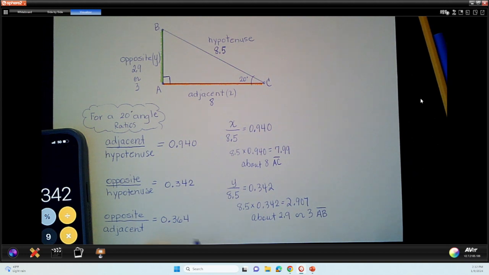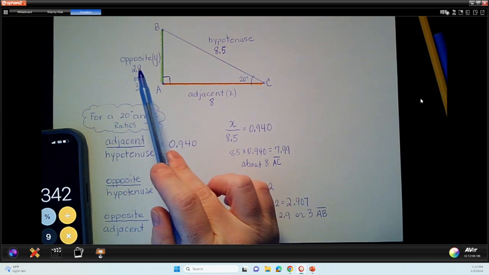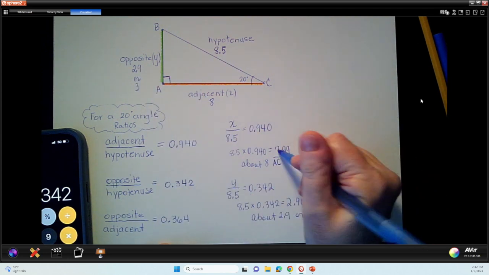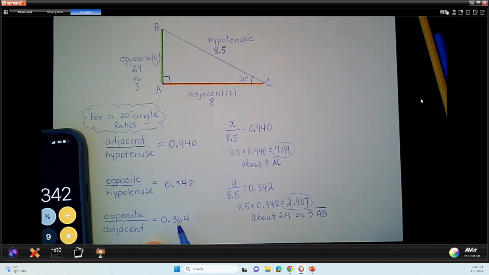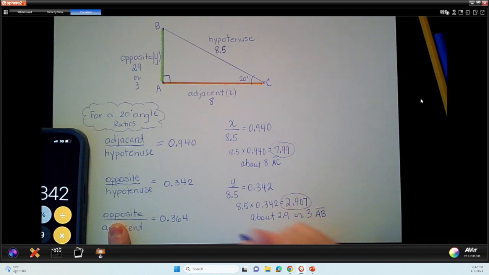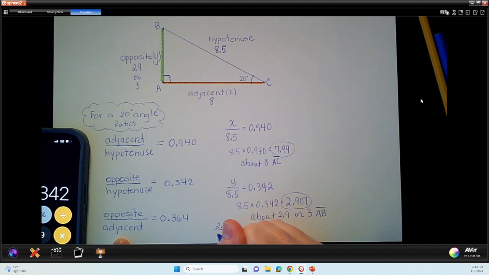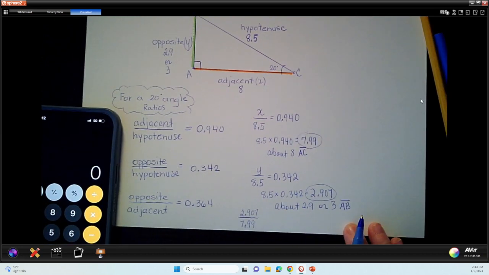Now watch how we can check. Opposite divided by adjacent. Let's take the opposite and divide it by the adjacent. Now I'm going to use the actual answers, right? Because I want to get as close to this answer as possible. So I don't want to use the estimations. Okay, opposite is 2.907. And if I divide that by the adjacent, which I figured out is 7 and 99 hundredths, 7.99, I should get this if I did my math correctly. So let's see what happens.